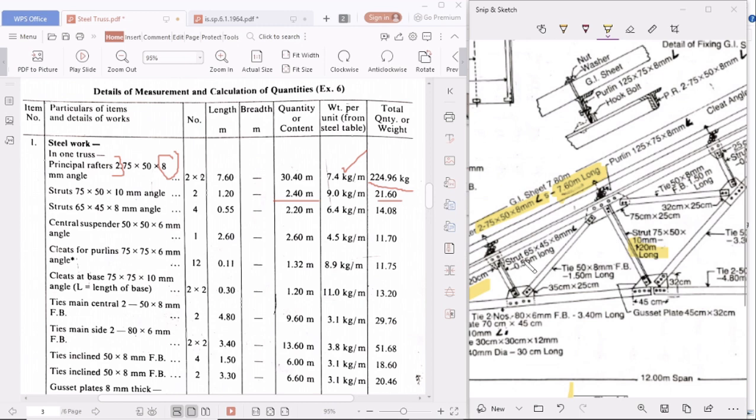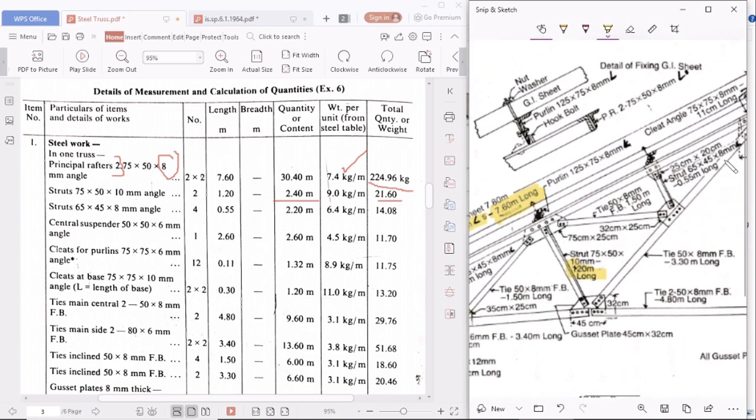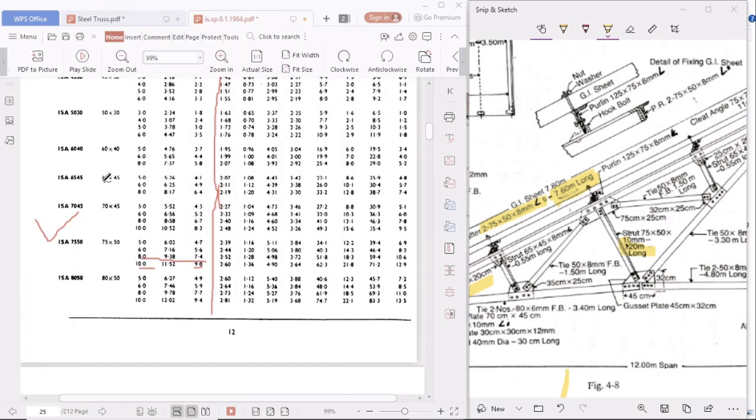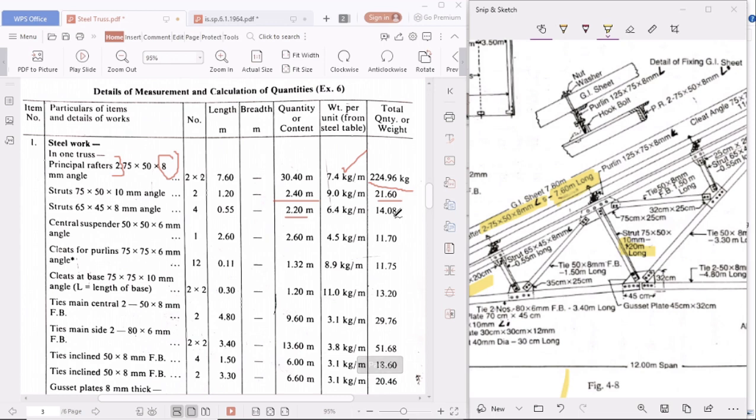Now another type of struct, 65 into 45 into 8 mm. Here also same. We have two structs here only, so 2 here, 2 in another section, total 4. What is the length? 0.55, so multiply, you will get 2.20. Then weight per unit from the steel table for 65 into 45 into 8 is 6.4 kg per meter, so you will get 14.08.